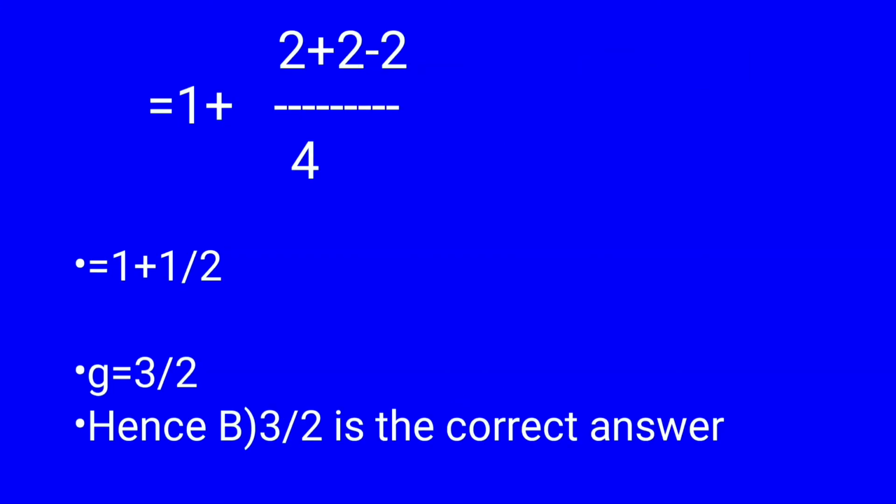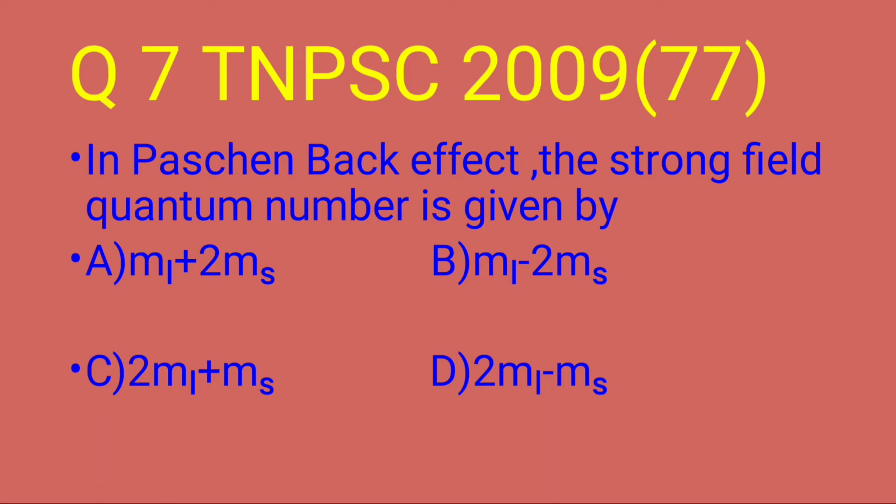Simplifying, it will be equal to 1 plus 2 minus 2 divided by 4. Once again simplified, 1 plus 1 by 2. Therefore, g equal to 3 by 2. Hence, B, 3 by 2, is the correct answer.